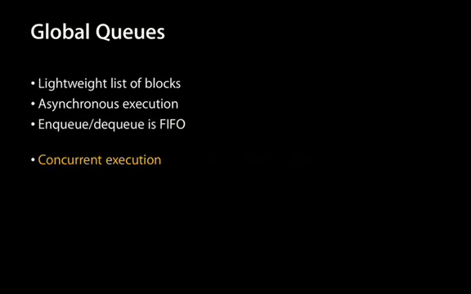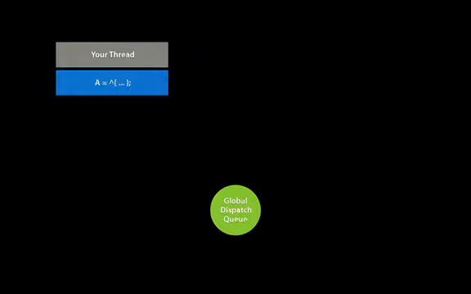All right, so global queues. This is our first instance of an actual queue that your code will use. The unique property about it is that it provides concurrent execution. However, it shares all the properties of queues that we described so far. It's lightweight, provides asynchronous execution, and enqueue and dequeue is FIFO. It's just that completion part that's not FIFO.